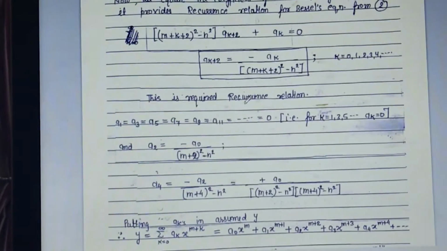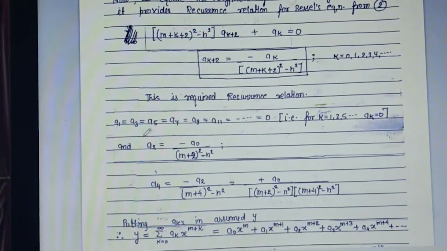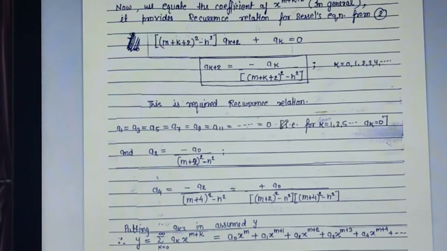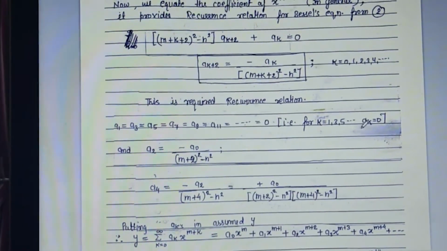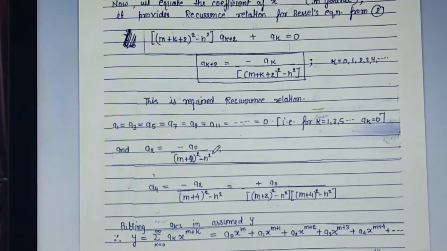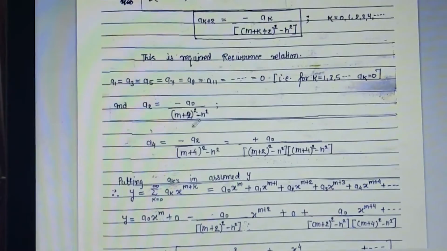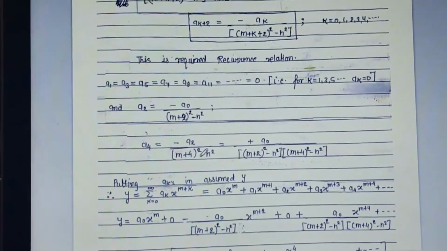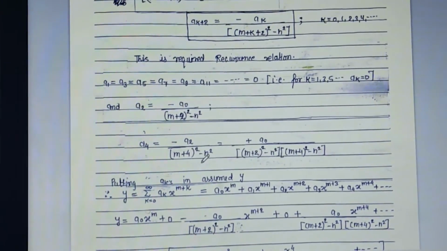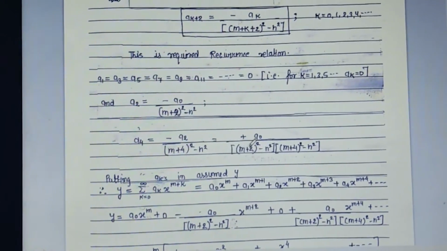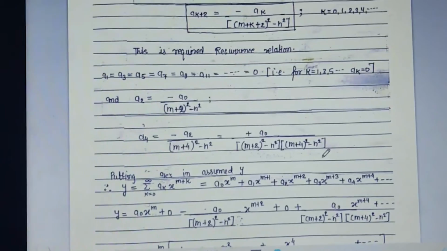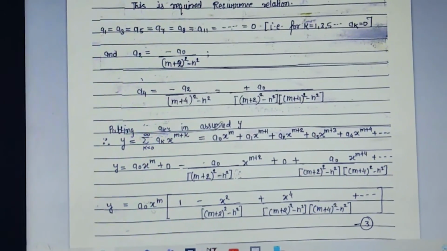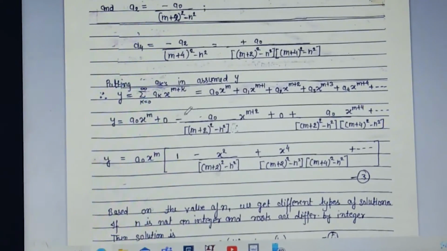This is nothing but our required recurrence relation, where a1 = a3 = a5, all odd coefficients, are equal to 0 for k = 1, 3, 5, 7, etc. Right? And a2 is equal to -a0 divided by ((m+2)^2 - n^2). a4 is equal to -a2 divided by ((m+4)^2 - n^2), and so on and so forth. On expanding, this is nothing but the a square minus b square formula. Okay?